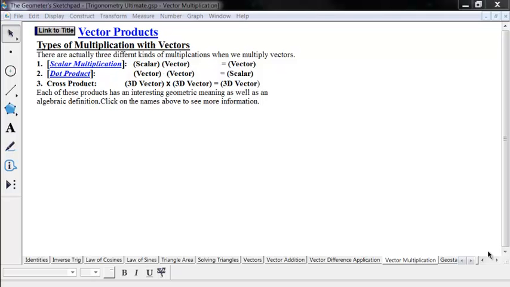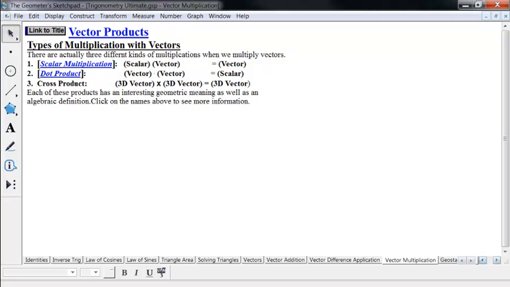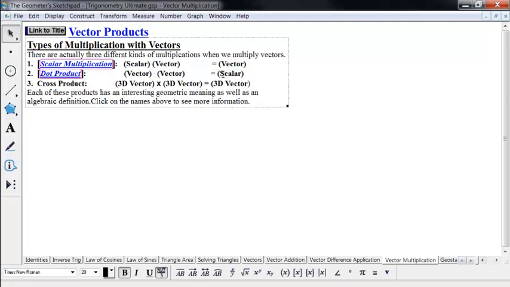Okay, in this video we're going to continue our look at different types of vector products. In the last video we talked about scalar multiplication, which was a scalar times a vector, and we got a vector. In this type of product we're going to multiply two vectors times each other. These two vectors need to be the same dimension, and we're going to get a scalar for an answer. This is called the dot product, or sometimes called the inner product.